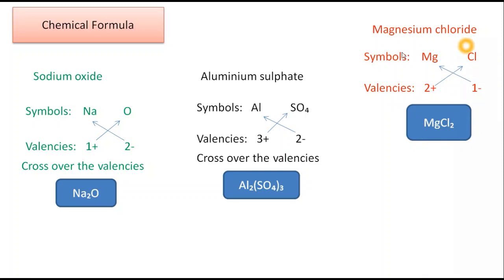And again, see here, magnesium is a metal, so the symbol of magnesium comes first, and chloride, that is chlorine, is a non-metal, so its symbol will come later. As I told you, metals come first, non-metals come later. So this is how you can work out the formula for different compounds.